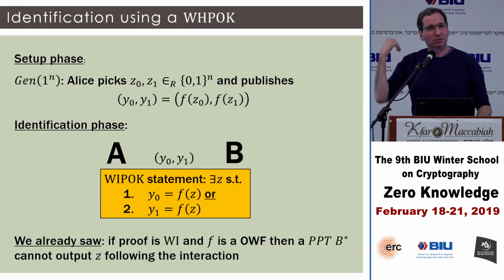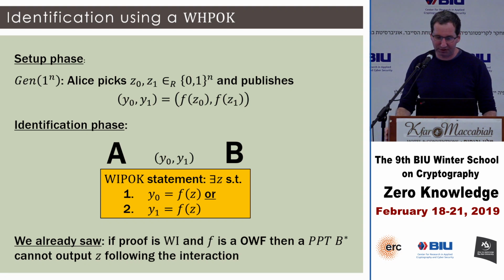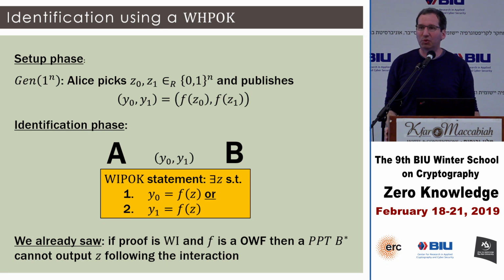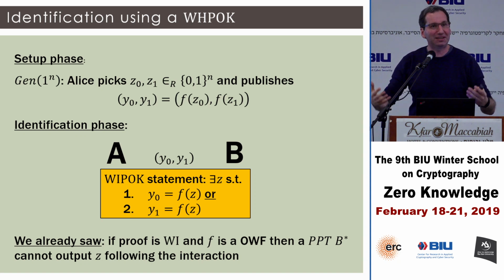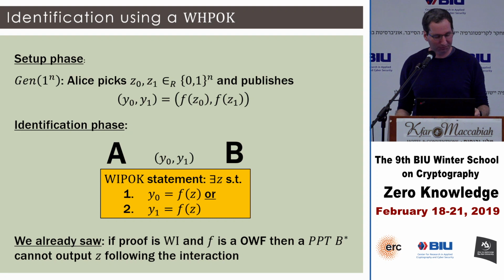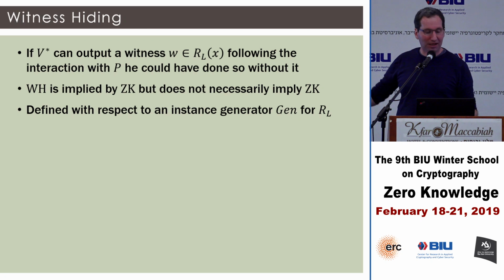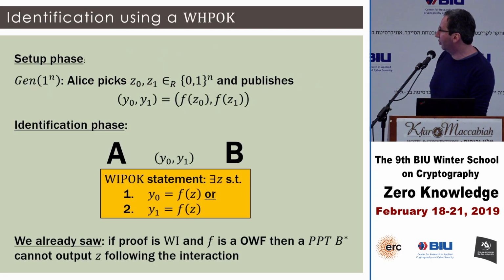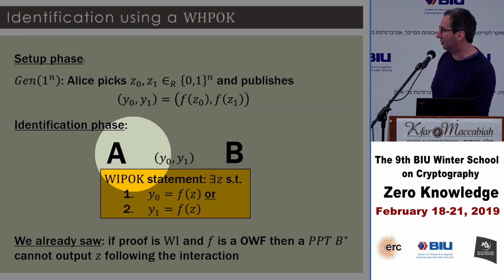And we already saw in the Feige-Shamir protocol before that if the proof is witness indistinguishable and f is a one-way function, then B star cannot output z following the interaction. We already used it in the soundness of the previous protocol. It was implicit in our argument. A witness indistinguishable proof of this statement does not facilitate finding the pre-image of the one-way function. Which brings us to witness hiding. Essentially, the protocol that we just saw is a witness hiding proof of this statement.